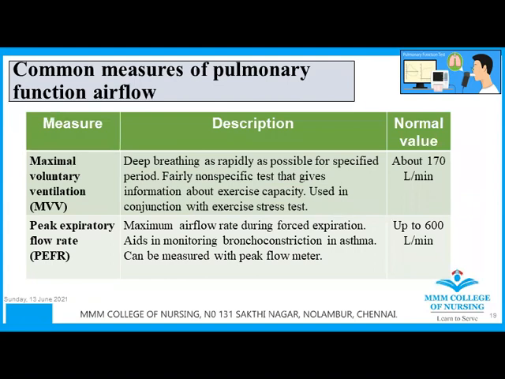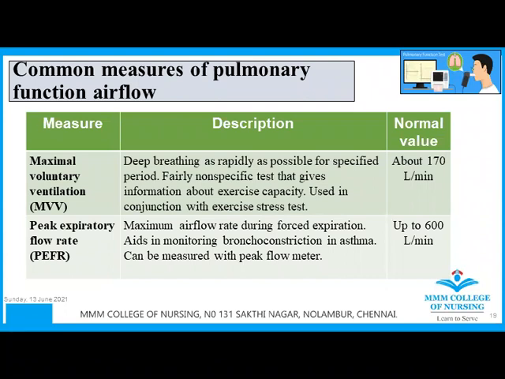Maximal voluntary ventilation, otherwise denoted as MVV. It is deep breathing as rapidly as possible for a specified period. This test gives information about the exercise capacity of the patient. It is used in correlation with the exercise stress test. The normal value is about 170 liters per minute.